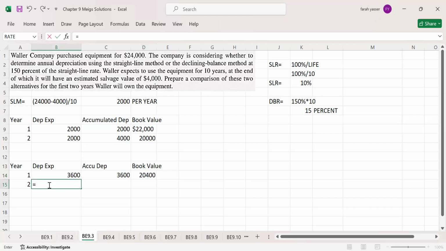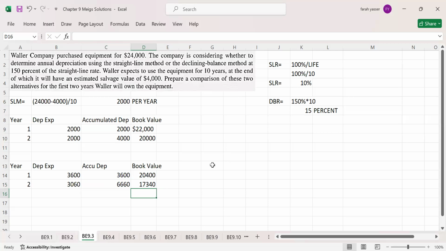In the second year depreciation, we take book value 20,400 multiplied by rate, and rate is 15%. Declining balance rate, which is 150% of a straight line rate, which we have just calculated as 15%. So second year depreciation is 3060. Accumulated depreciation is first year depreciation plus second year depreciation, whereas book value is cost minus accumulated depreciation. So this is the book value.